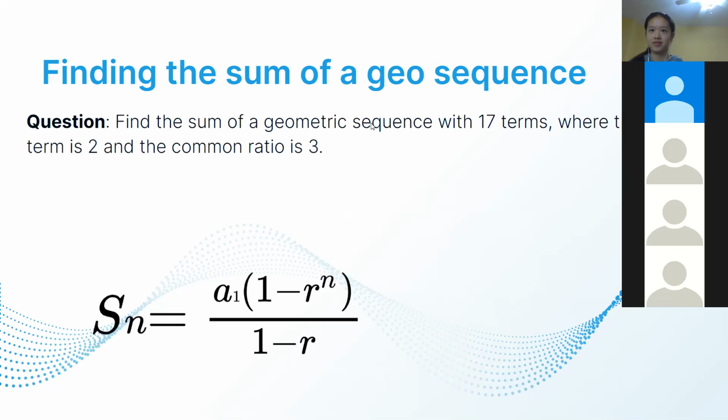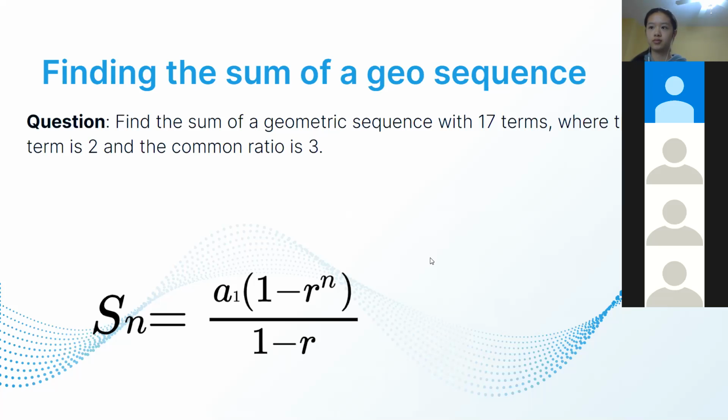Yeah, sure. So we're going to find the sum of a geometric sequence with 17 terms where the first term is 2 and the common ratio is 3. So we have 3 main things that we need in order to solve this. We need the first term, which is given, the common ratio, which is given, and the number of terms, which is also given. So then we just input everything. The first term is 2, so a sub 1 is 2.